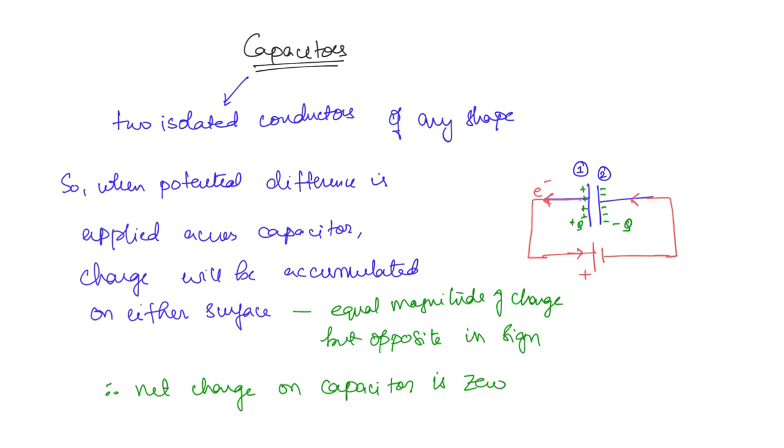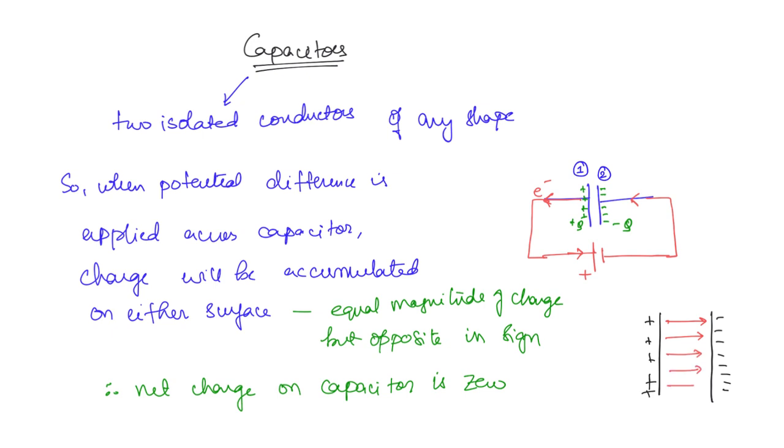Whenever there is an accumulation of charges, what will happen? An electric field is produced, right? So if this is all positive charges and this is all negative charges, the area between these two plates is a dielectric medium. Often it is air, but you can place another dielectric material also. So what is going to happen in this case? There will be an electric field within the capacitor from the positive plate to the negative plate.